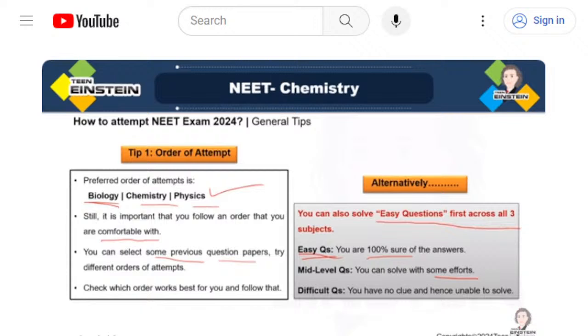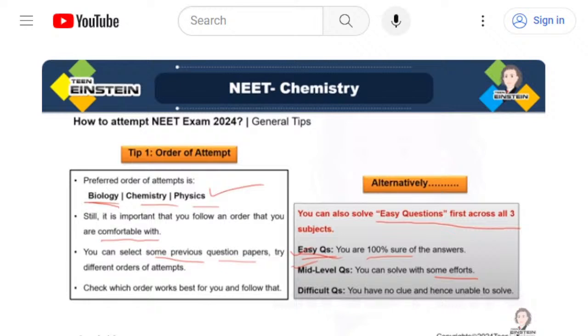And then there are difficult questions. You just have no idea how to solve those questions. So obviously these two you have to go first. So here is what is meant by easy question, mid-level question, difficult question, as you can see here. And you can go for easy questions first across all the 3 subjects. And once you have done it, it will obviously boost your confidence.